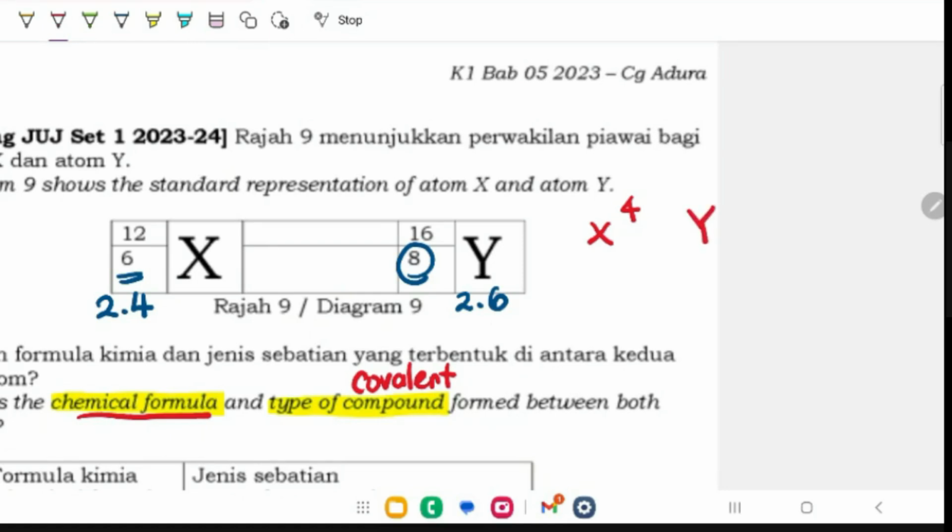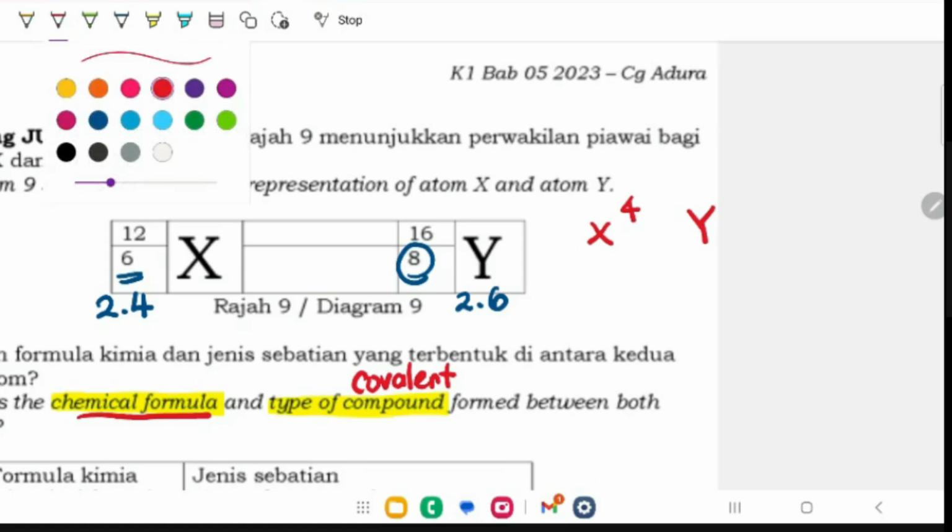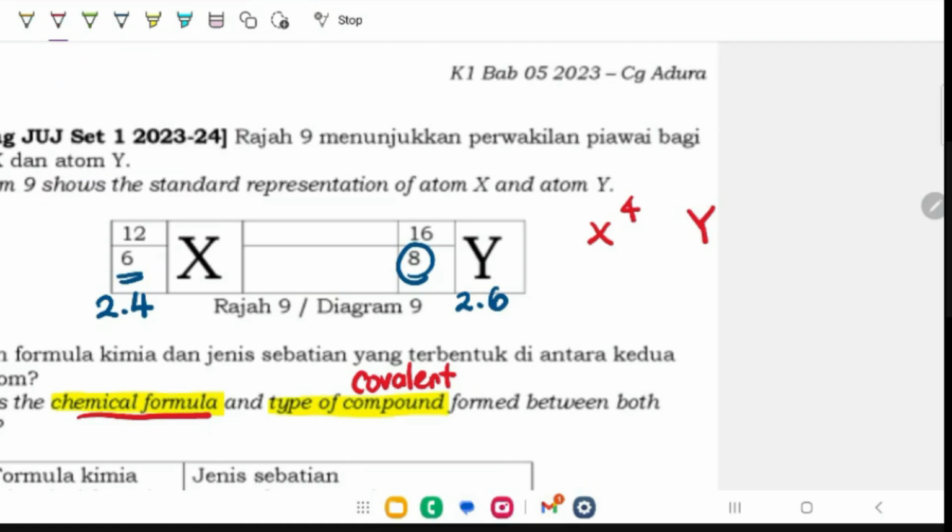Okay, how about Y? 2, 6. It needs 2. How many? 2 only. Okay, 2 only. This one is for sharing. So again, same. Interchange it. This one 2. Okay. This one is 2. This one is 4. Okay.